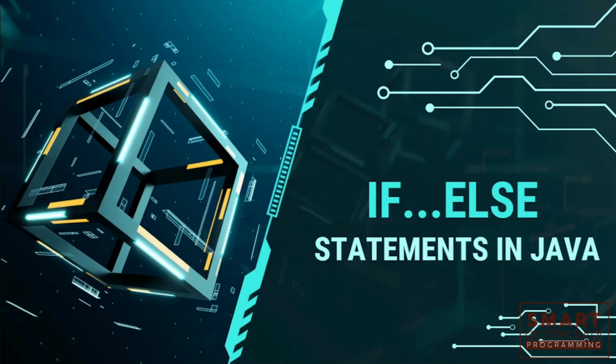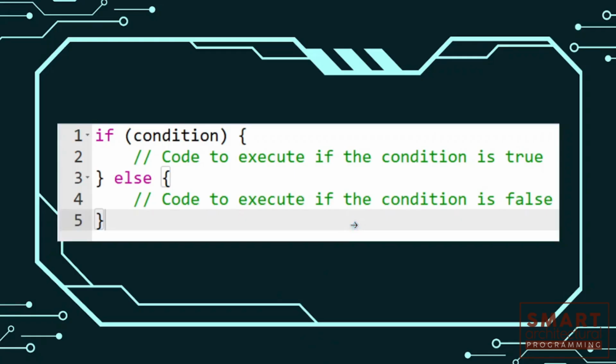So in Java, we first need to understand what if-else statements are. In Java, if-else statements allow programs to make decisions. They check whether a coding condition is true or false and execute different blocks of code based on whether the condition is true or false.